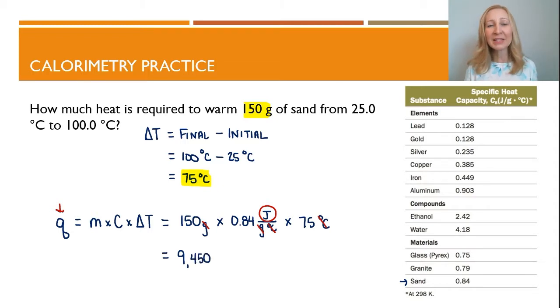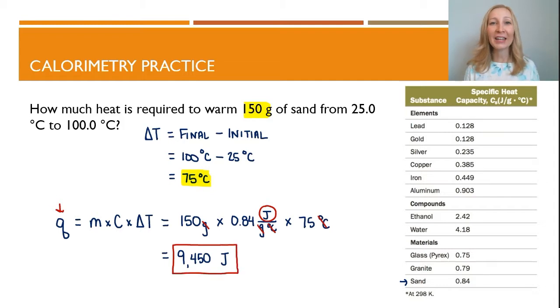Now, when I type this into my calculator, I get 9,450 joules. That's the amount of energy that it takes to warm up 150 grams of sand from 25 degrees Celsius all the way up to 100 degrees Celsius.